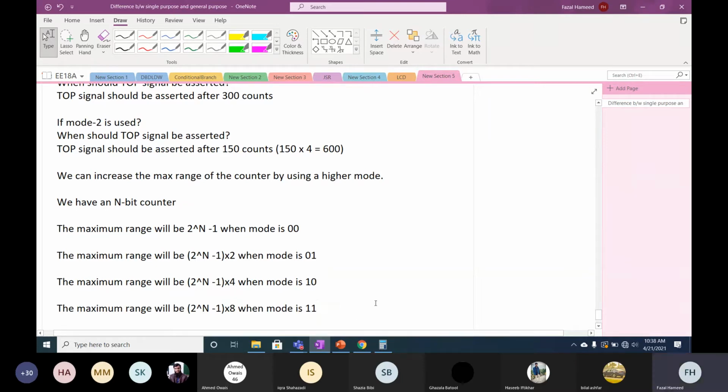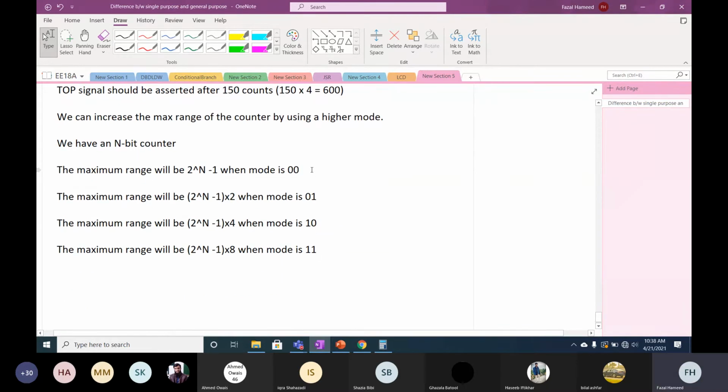Okay, so if we increase the range, we are decreasing the resolution. We are decreasing the resolution. So the minimum resolution is t period. What is t period?